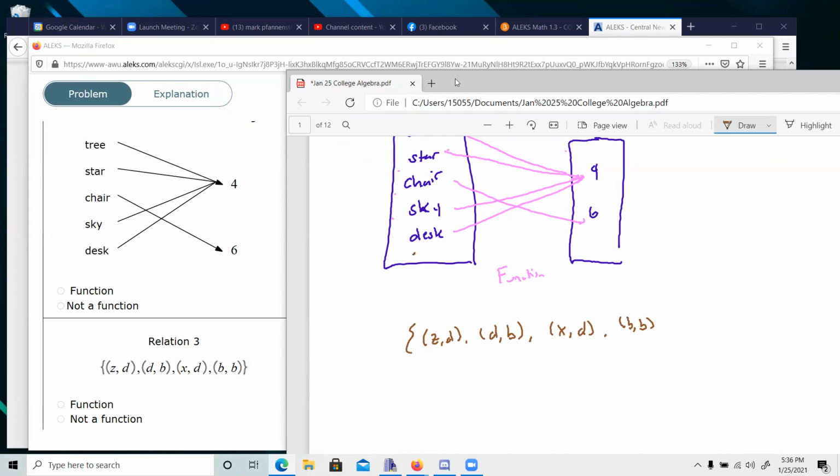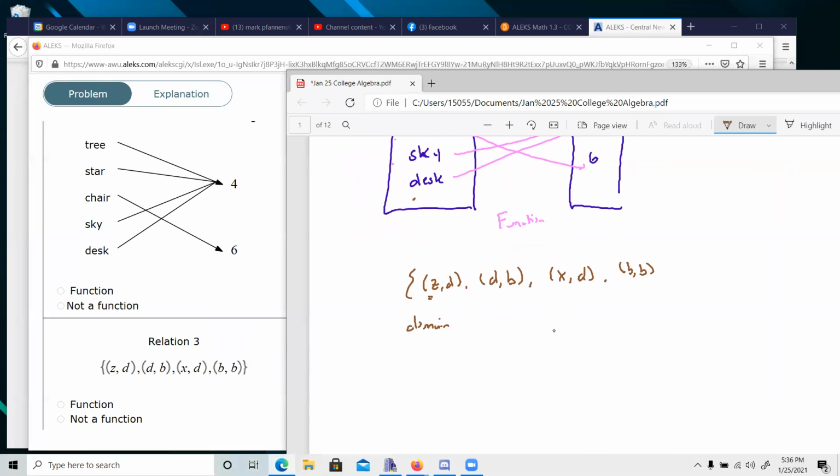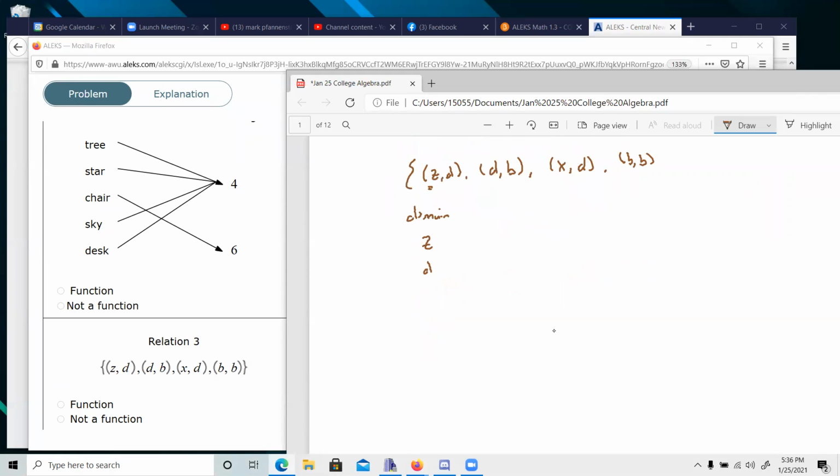We could make this kind of a shape, right? We could say, well, what's in a domain, right? Our domain set is we have a Z, a D, an X, and a B. And our range set, right, is D and B. Oh, it's just two of them, just D's and B's. So Z goes to D, fine. D goes to B, fine. X goes to D, fine. And B goes to B. And that's what this looks like.